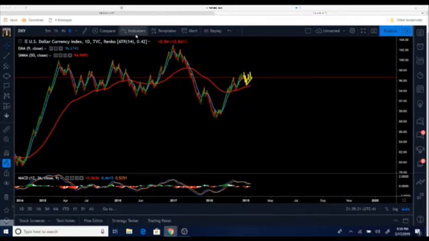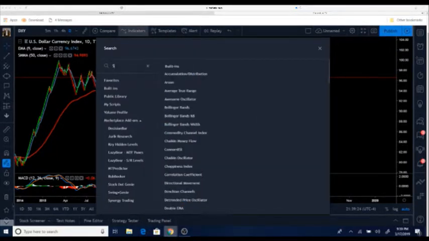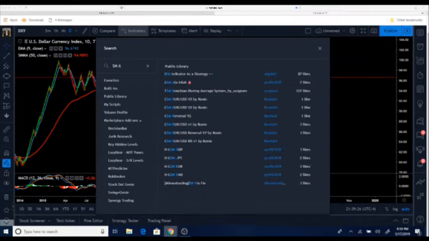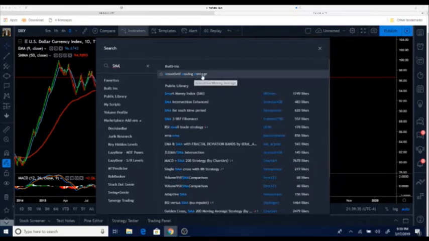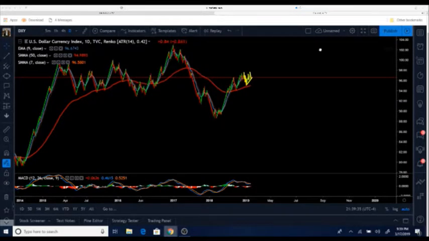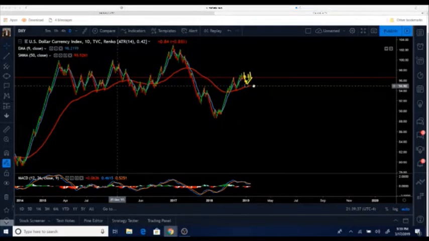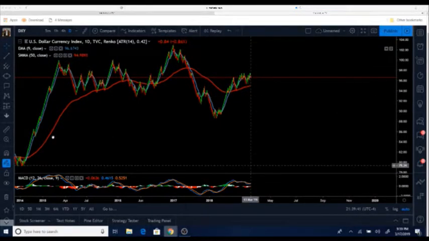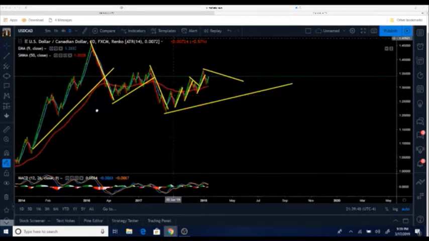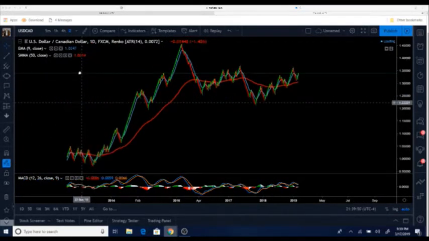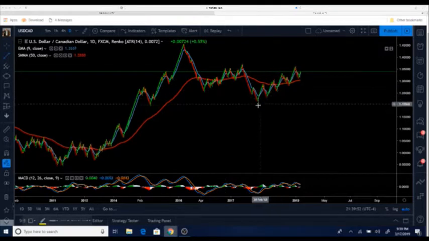It's smooth, just SMA. Go to indicators, SMA, smooth moving average. That's right there. All right, let me show you guys another example, and then we can finally get into the charts. Somebody wanted to look at USD CAD. So, right here, USD CAD, boom.